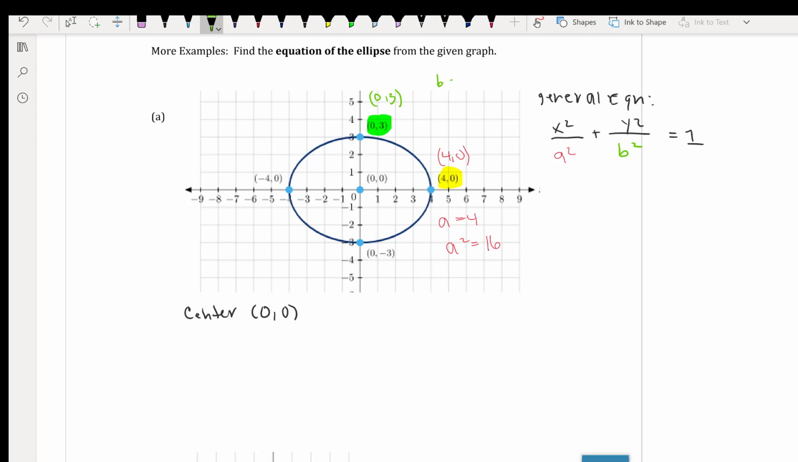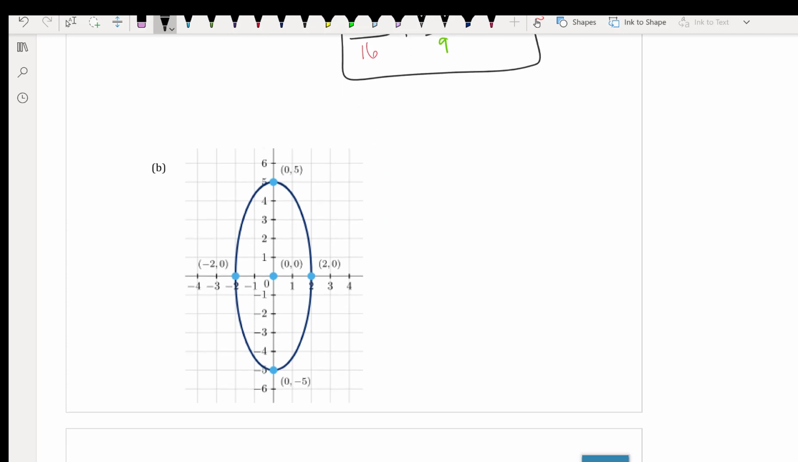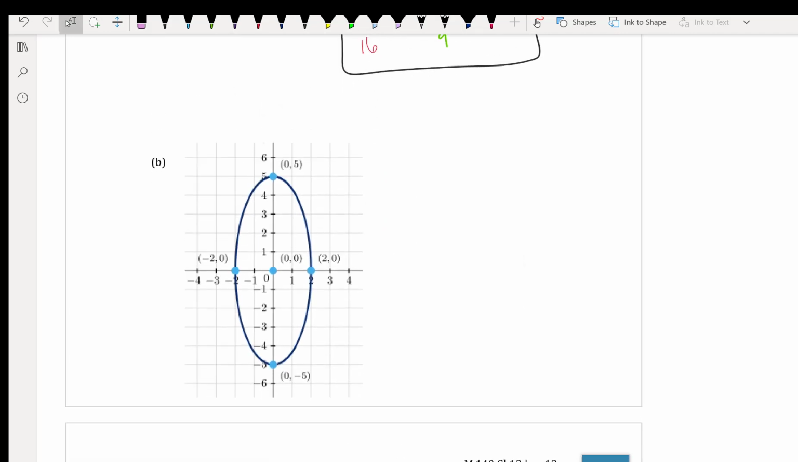And my b, it looks like it's 3. So if I were to square that, that would give me 9. So now I have x squared over 16 plus my y squared over 9 equal to 1. So that is going to be the equation of this ellipse. Now, if I'm looking at this ellipse, again, I'm going to have my center. It hasn't changed. It's still at 0, 0.